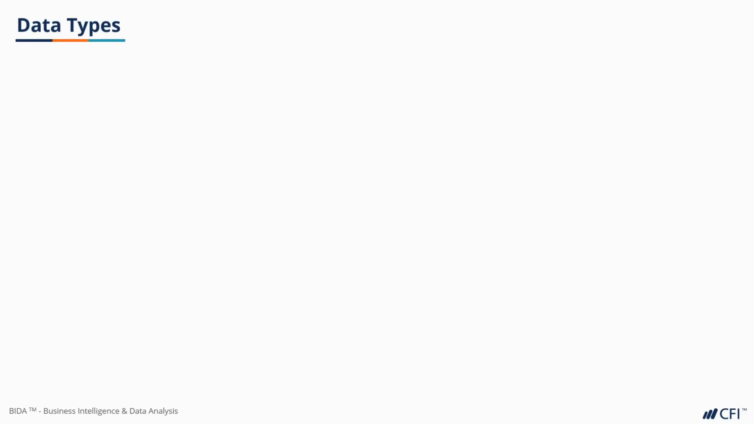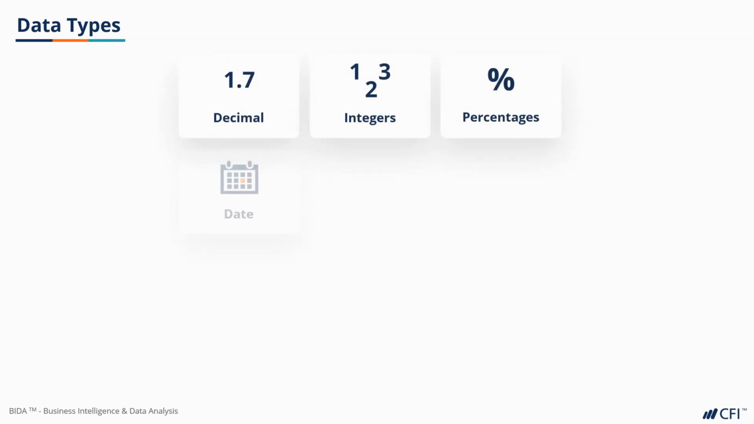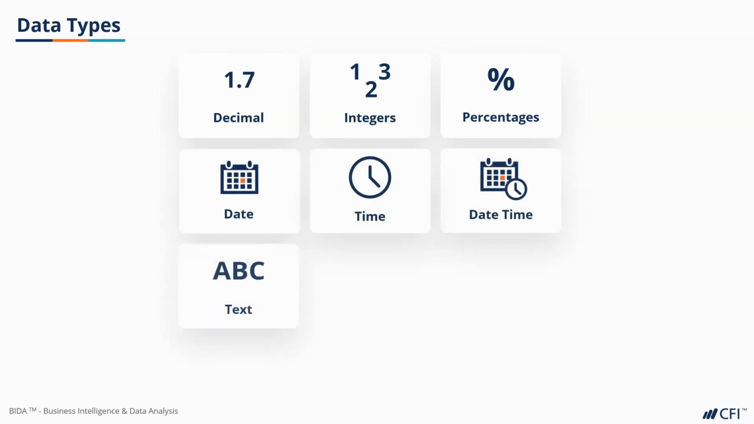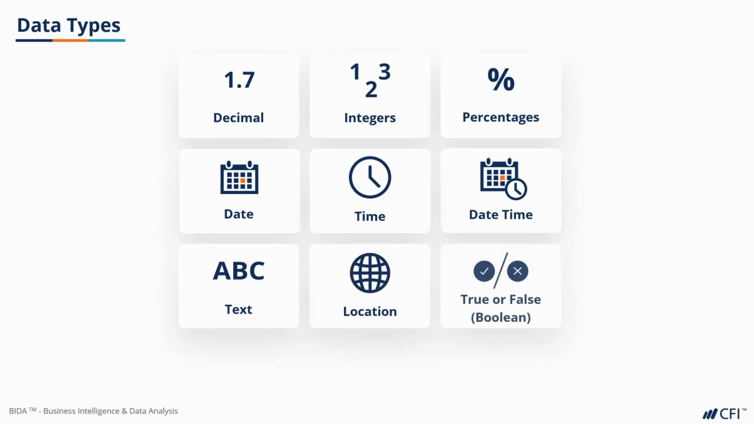We've all had that moment when a VLOOKUP doesn't work in Excel because you're dealing with numbers instead of text. And that's because text is a different data type to a number. But those aren't the only two data types. We also have decimals, integers, percentages, dates, times, datetimes, text, locations, and true or false values, which are known as Booleans.